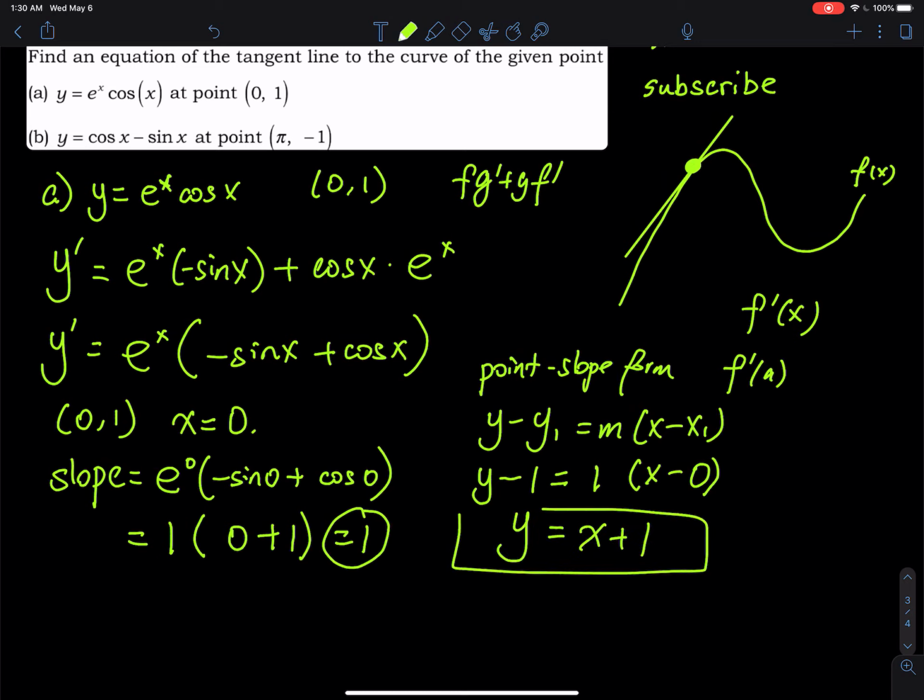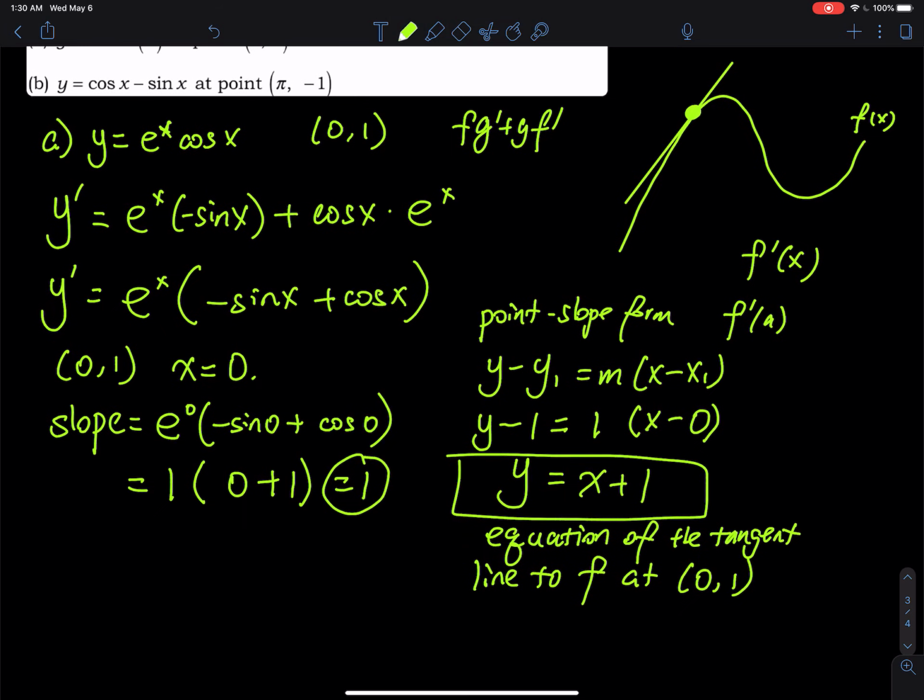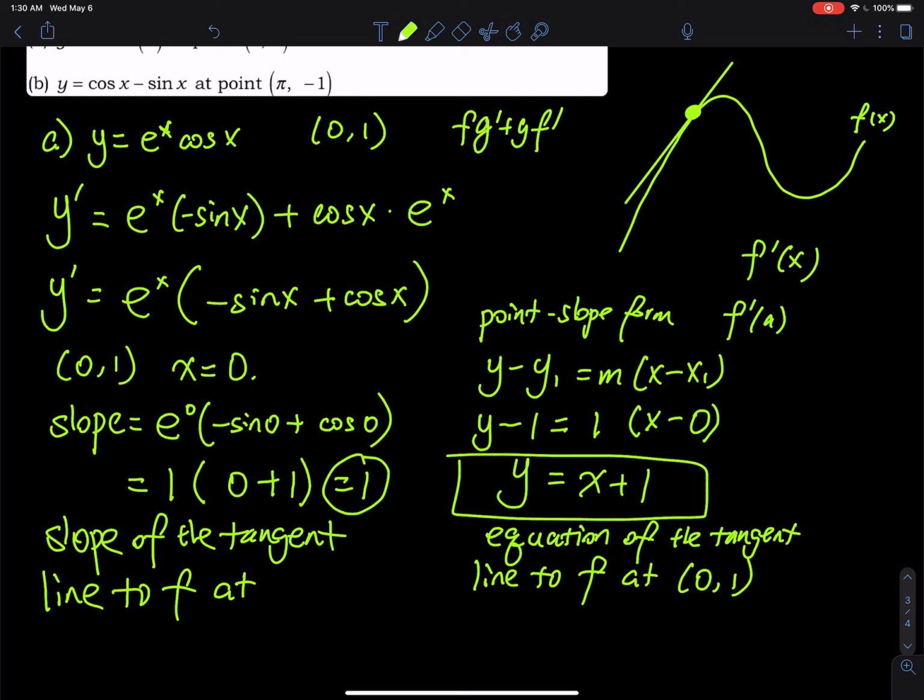What is this? This is the equation of the tangent line to function f at the point 0, 1, and this one is the slope of the tangent line to function f at this point. So this is only a slope, and that one is the equation.